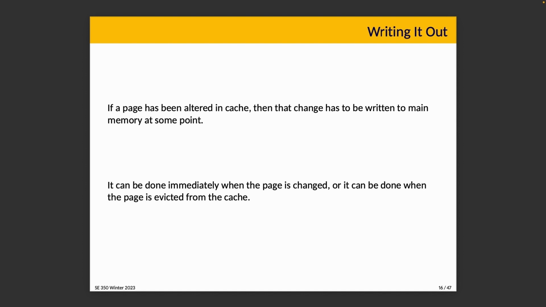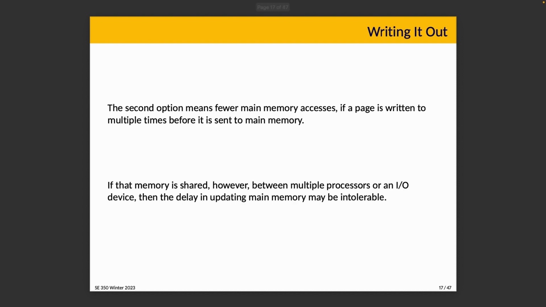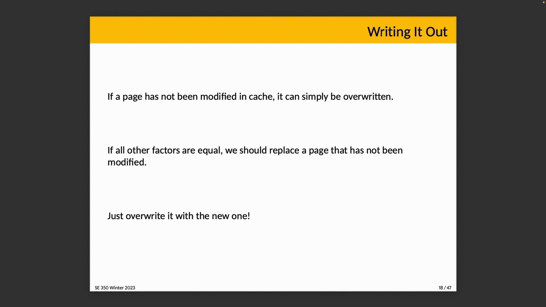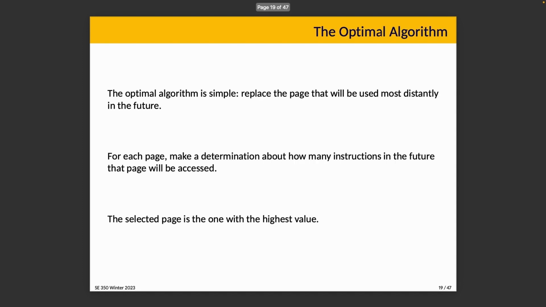So if we want to bring in something new and we have to make space, it's probably better, if we can arrange for this, to just overwrite something that hasn't been changed, a page that's only been read but not written, so that we don't have to do the work of writing it out, all other things being equal, right? We're not always going to get that behavior. Overwriting with the new one is nice, but if all other factors are equal, we should replace a page that has not been modified so that we can minimize the amount of work that we need to do.